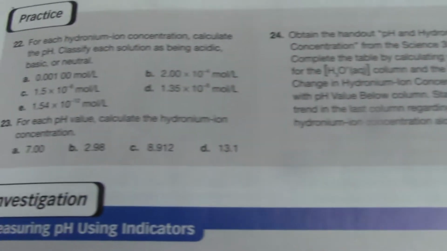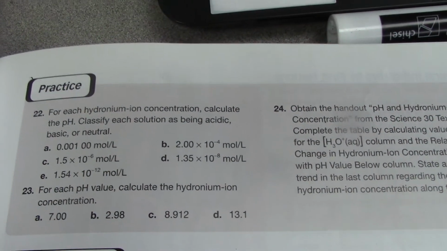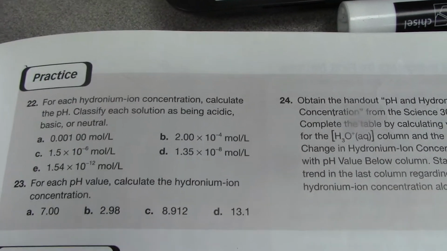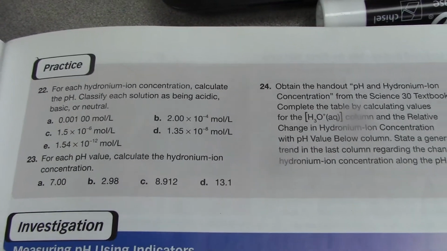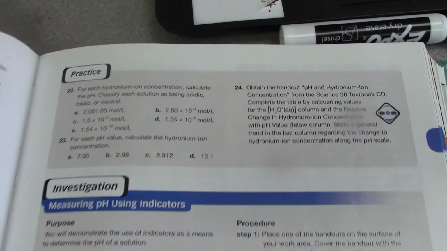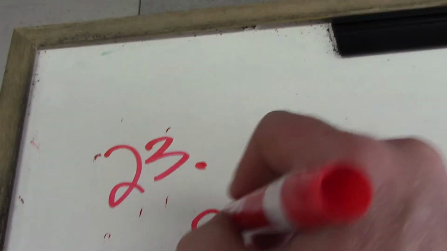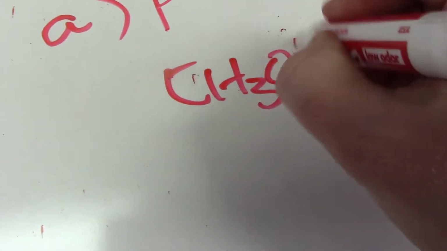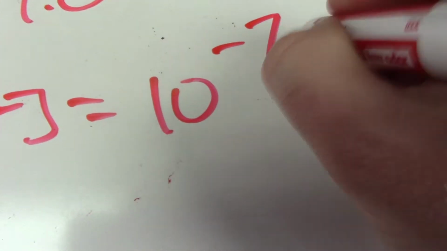Let's look at page 183 again, and this is going to be number 23. We're going to solve for the hydronium ion concentration rather than the pH. So they're giving you the pH here. So the pH equals 7. All right, so the concentration of H3O plus is going to equal 10 to the negative 7.0.